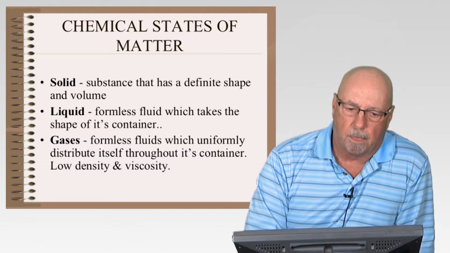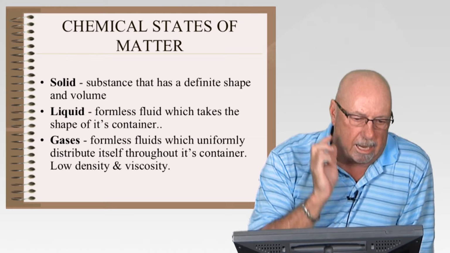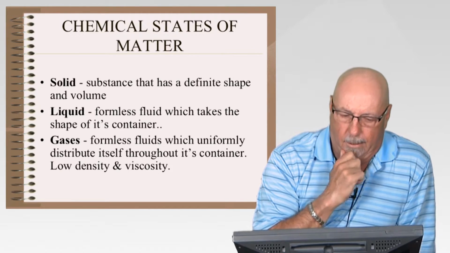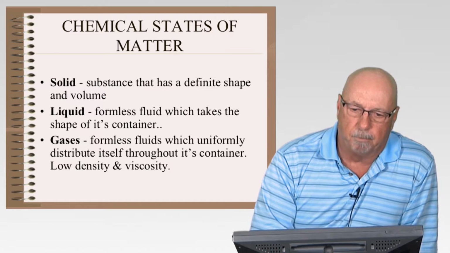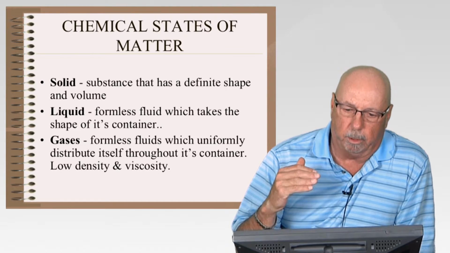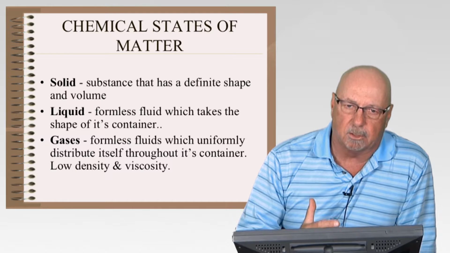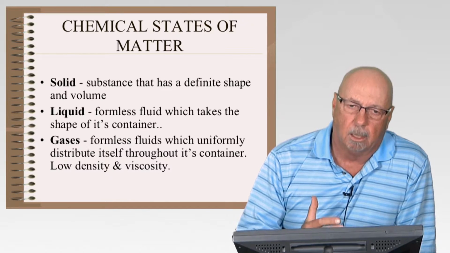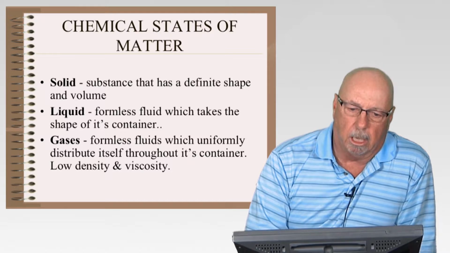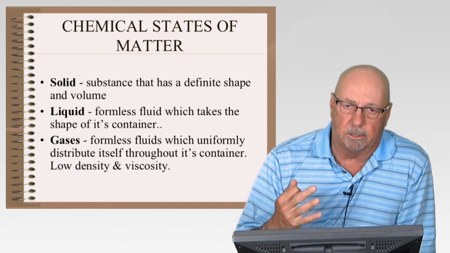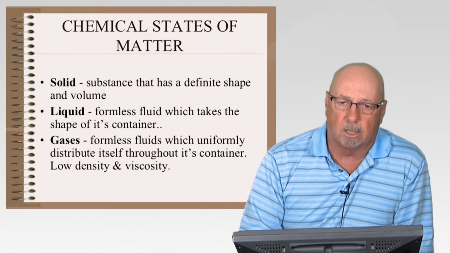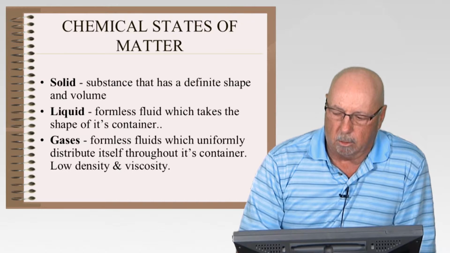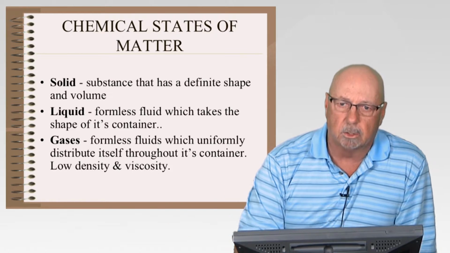Well, last time, when we talked in toxicology, we discussed the different states of matter. Basically, if we look back, our 3 basic states of matter in which a chemical is going to be found are either a solid, a liquid, or a gas. To define those 3 states of matter, a solid is simply a substance that has a definite shape and volume. You can see it, and it's not going to change.